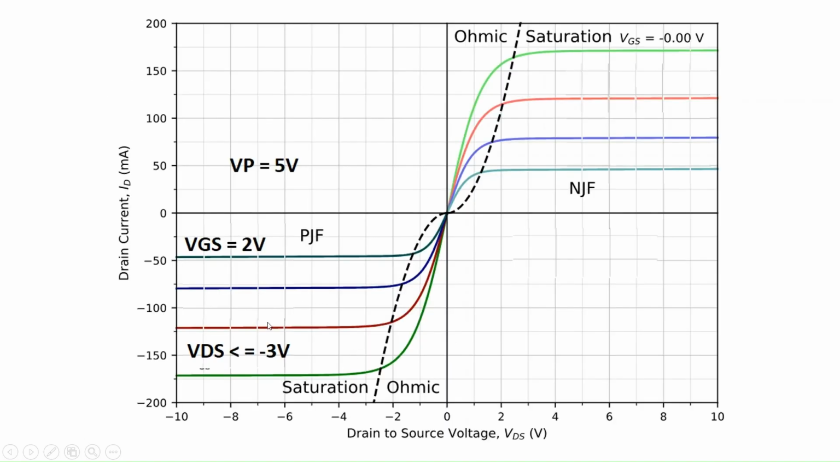This is the P-type JFET curve. Here we are considering 5 volts as VP and VGS as 2 volts, so as per the calculation our VDS should be less than or equal to minus 3 volts, then only it enters into the saturation region. Hopefully you have a better understanding of how to determine when the P-type JFET enters into saturation.